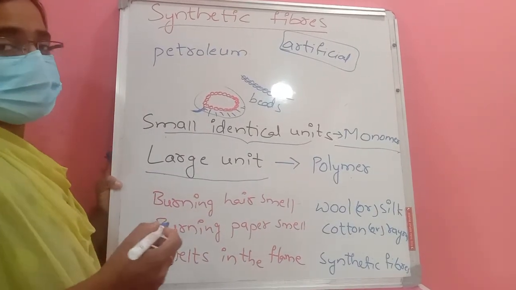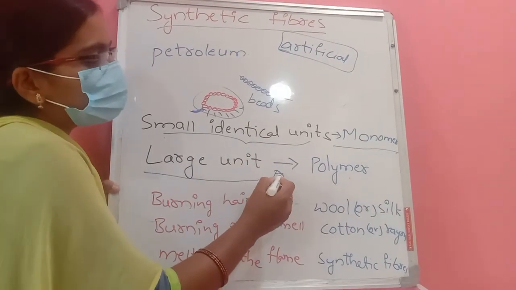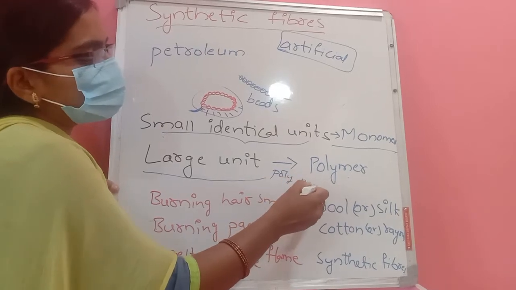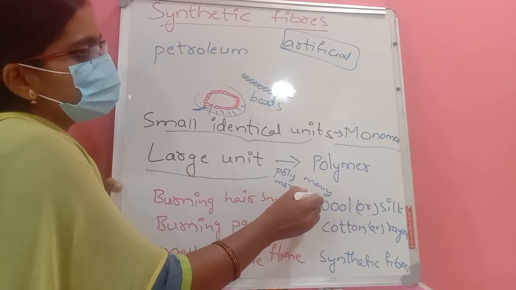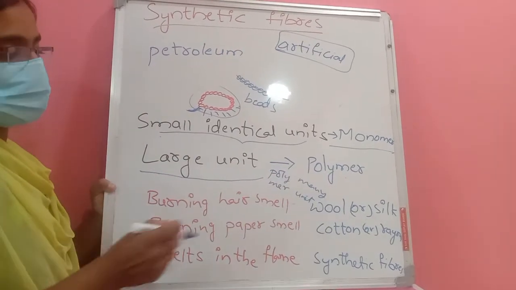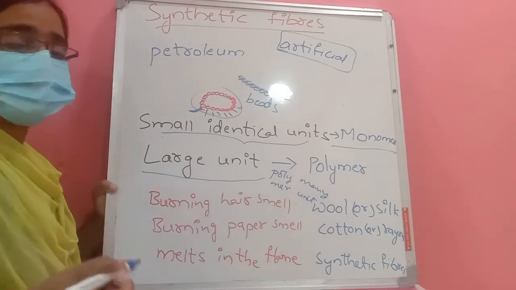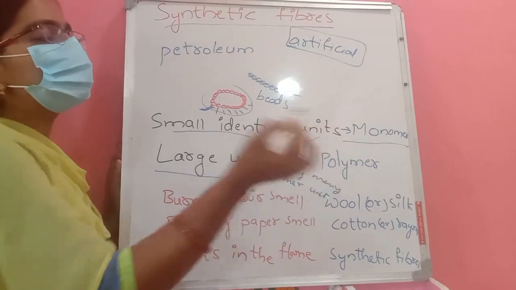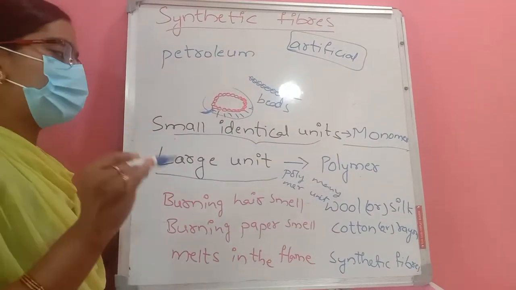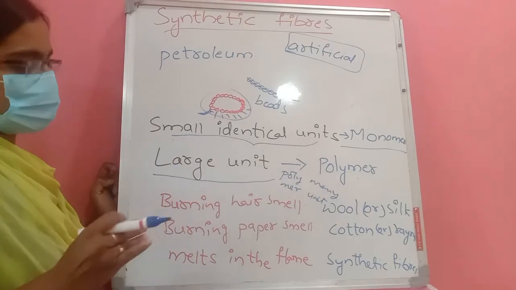In the Greek language, poly means many, and mer means unit or part. Polymer means many parts or many units. Monomer means one part, one unit. That's why we give this name, polymer.